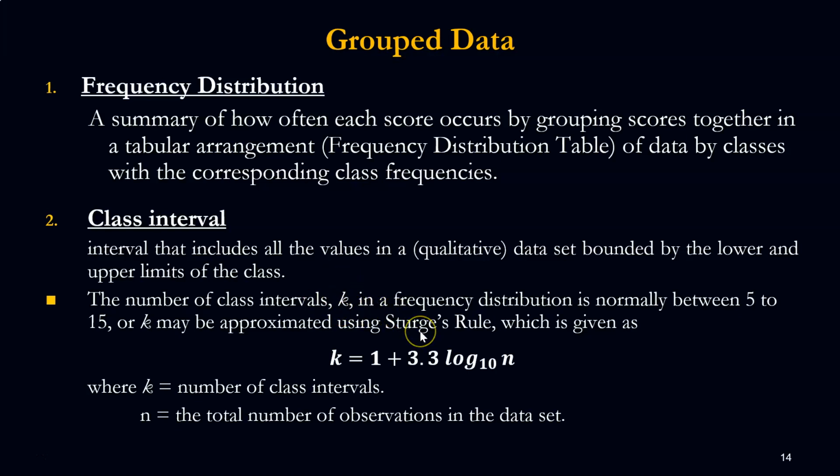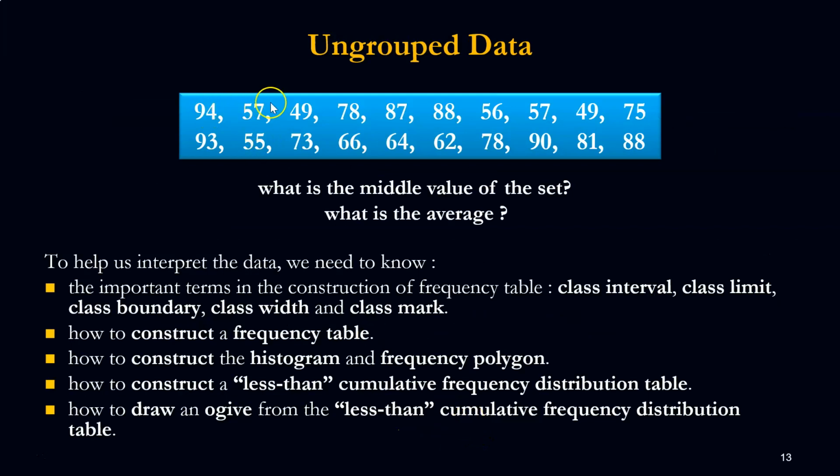So how are you going to find this K? We have a formula, using Sturges' rule. Dia ada formula ni: K equals 1 plus 3.3 log base 10 n. So this is the formula for how you find your K. What is K? K is actually the number of class intervals. So, untuk tentukan berapa banyak class interval yang kamu kena buat, you have to use this formula. What is n? Small letter n here is the total number of observations in the data. So, for example, here 1, 2, 3, 4, 5, 6, 7, 8, 9, 10.